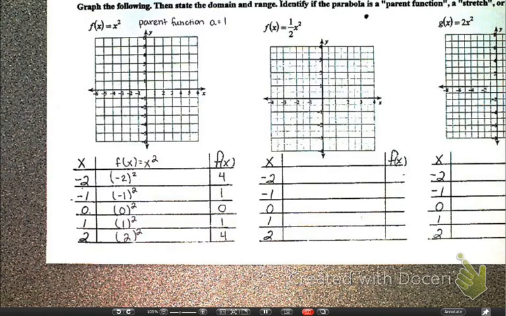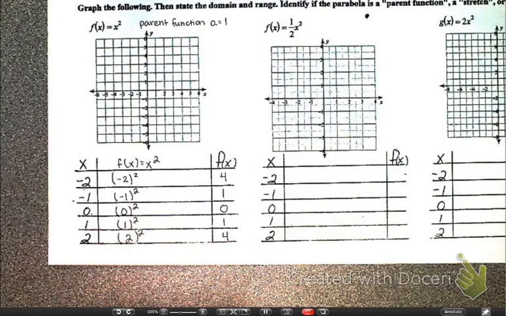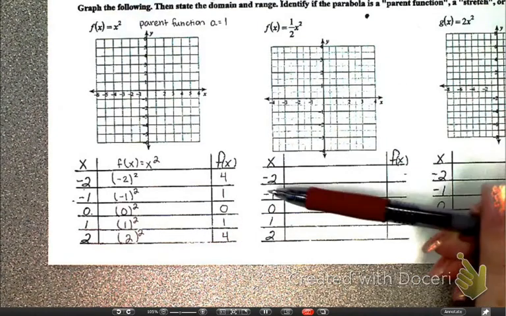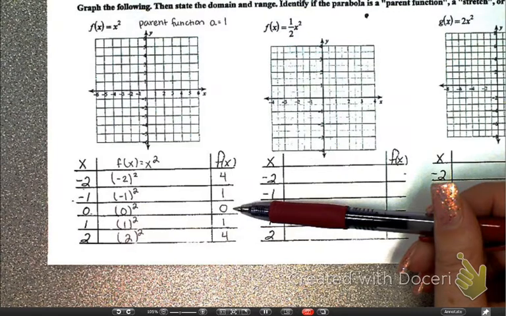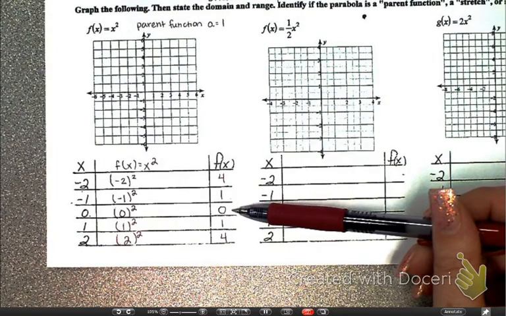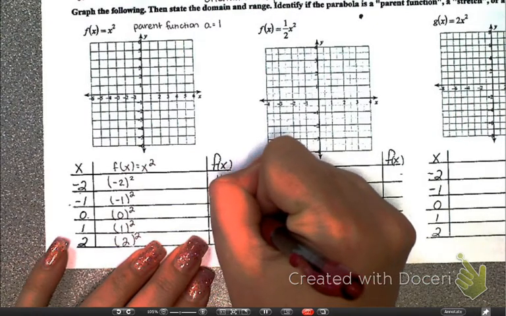Okay. Do you notice that the pattern's around a certain point? Is there a point that changes the pattern? Like, where does the pattern change? So it goes 4, 1, 0, and then 1, 4. So where is the pattern kind of coming back around? At 0, 0. So when we think about that graph from the Desmos activity, we had an arc that went up, we got to the peak, and then it went back down. What was that peak point called? The vertex. So this happens to be our vertex.